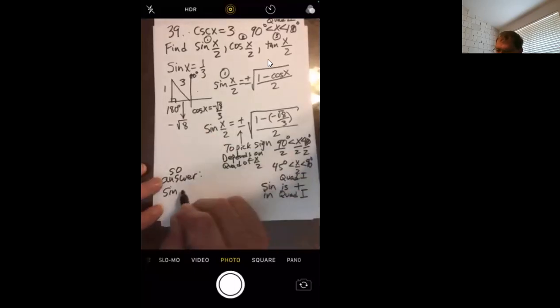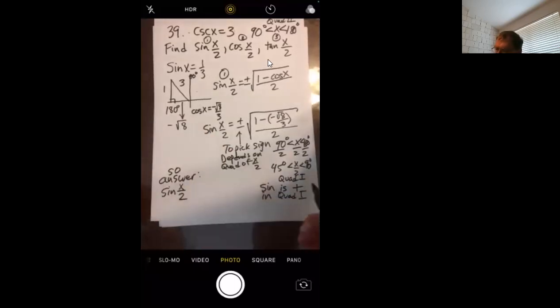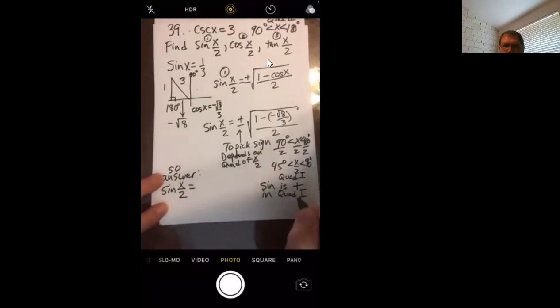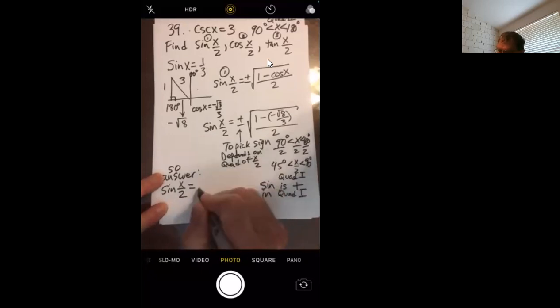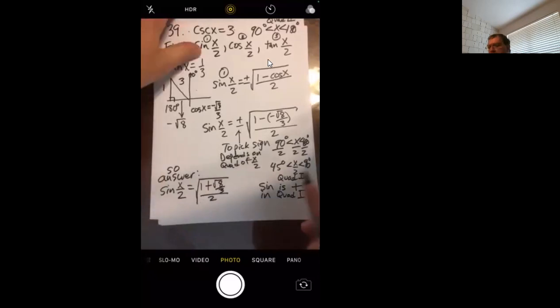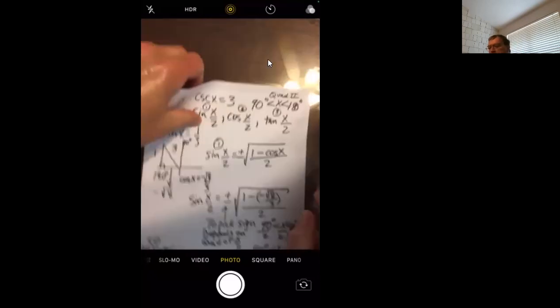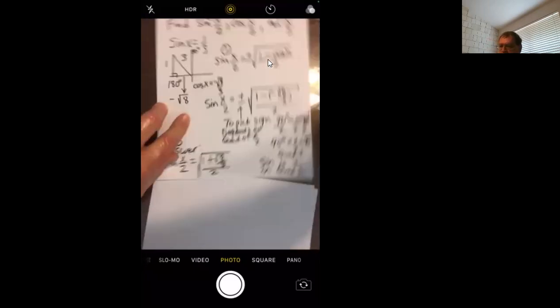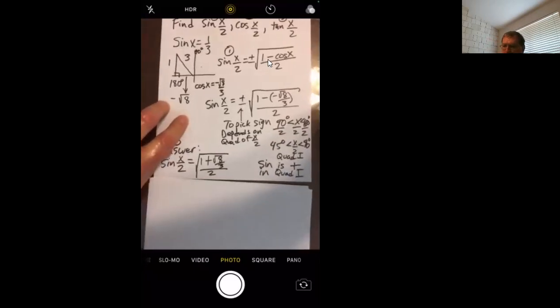Okay, so sine of x over 2 then, and the final answer for this one then is positive, because sine is positive in quadrant 1, so I don't have to write a plus sign. Big square root 1 add square root of 8 over 3 and divide by 2. Negatives make a positive. Cleaning it up, make the positive sign in front. And I will clean it up to the book answer.